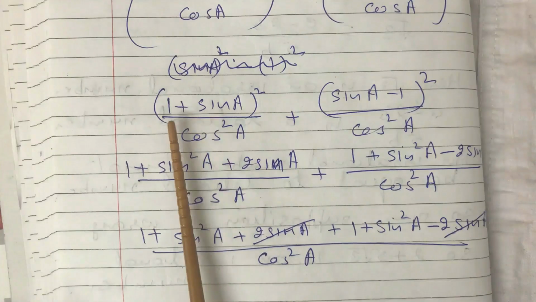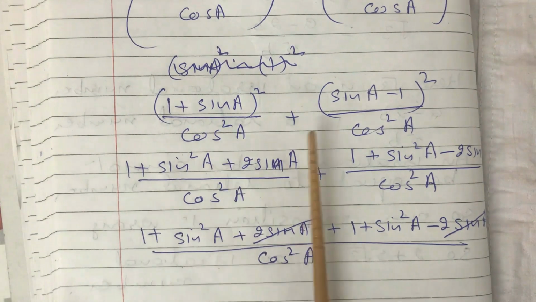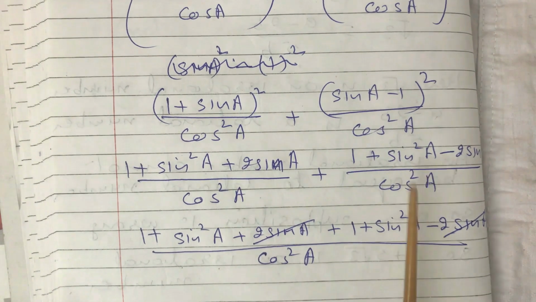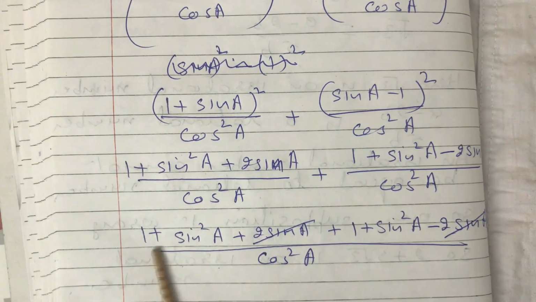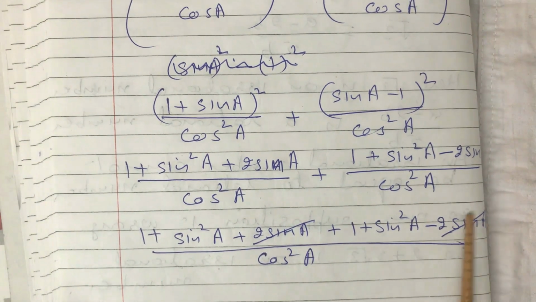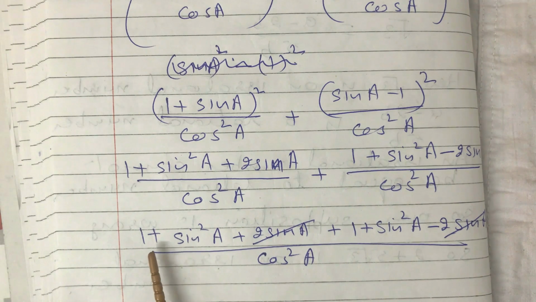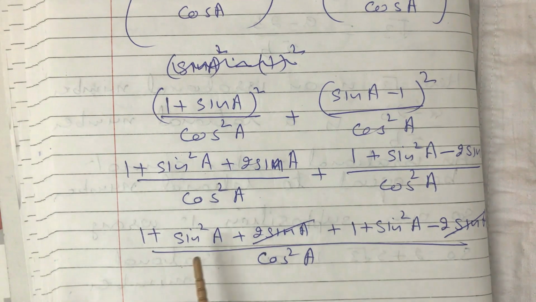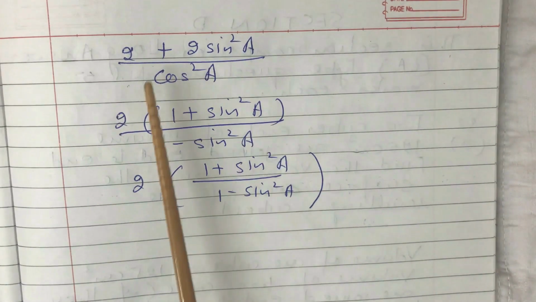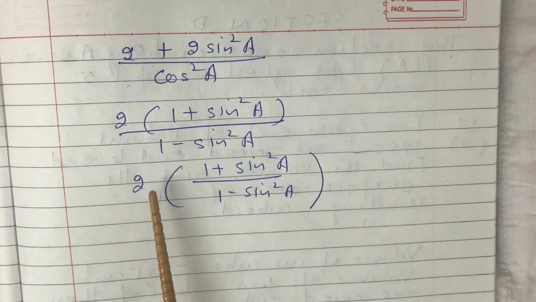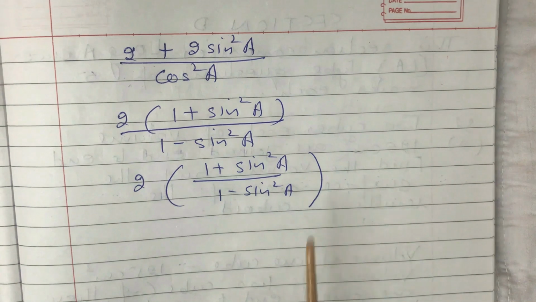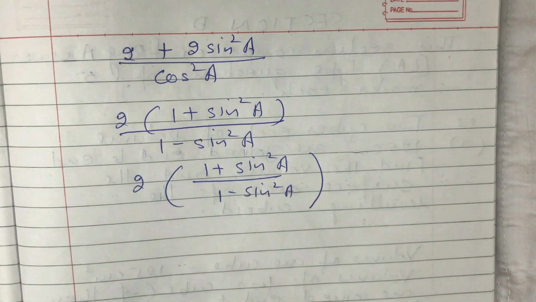Take the LCM. You will have 1 plus sine a whole square upon cos square a plus sine a minus 1 whole square upon cos square a. Write the identity. Take the LCM. You will have 1 plus sine square a plus 2 sine a plus 1 plus sine square a minus 2 sine a. This and this is cancelled. On the next page, what you will get? 2 plus 2 sine square a upon cos square a. So you will have this and take 2 common, and you will have 1 plus sine square a upon 1 minus sine square a. This is the right hand side, and left hand side is equal to right hand side.